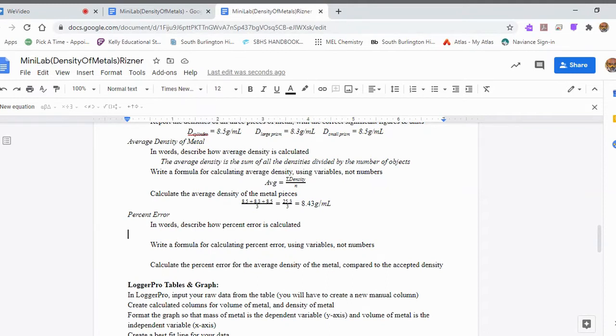Percent error, if you look it up, is how far off were you compared to how much you should have gotten, and then expressed as a percent. And so it's the difference between the observed value, which is what you found in your experiment, and the accepted value, which is what you would look up as the density of brass. It's the difference between those two divided by what we should have gotten, which is the accepted value, and then times 100.